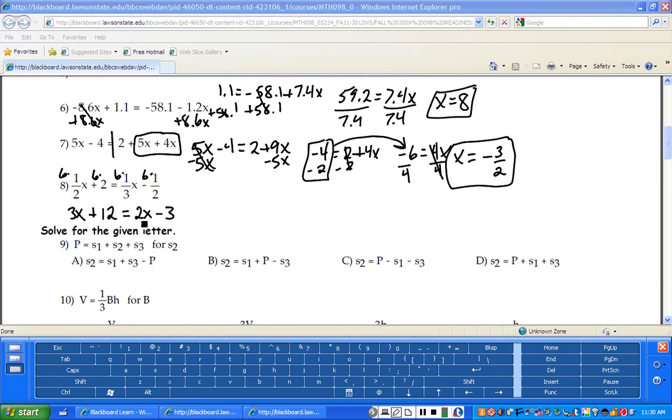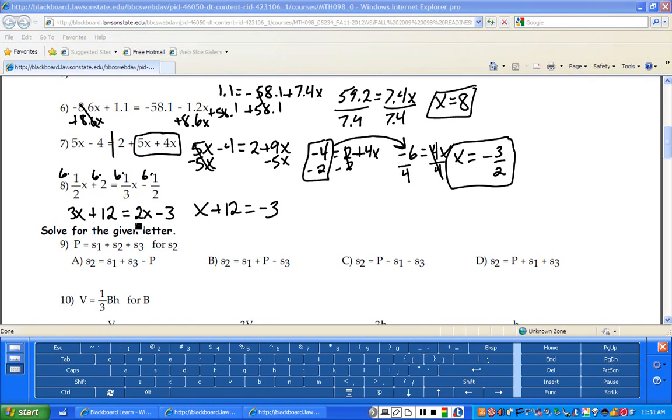Variables still on both sides. Move the smaller over here to the bigger. So I'm going to subtract 2x from both sides. So if I subtract 2x from both sides, it's going to cancel on this side, and 3x minus 2x is going to give me 1x. Still have my 12 equals a negative 3.